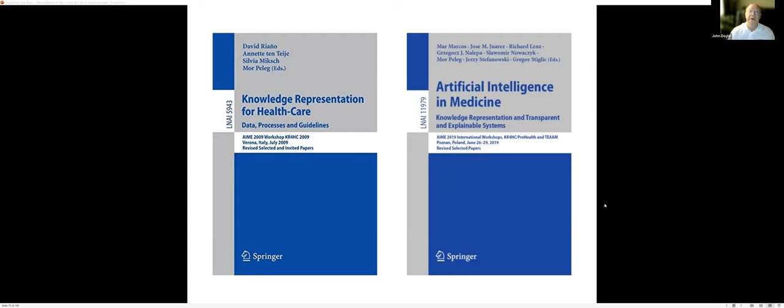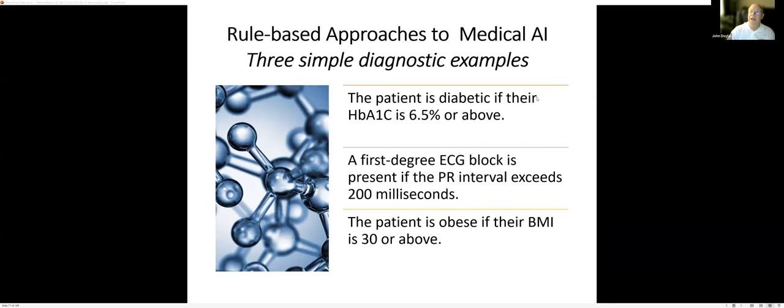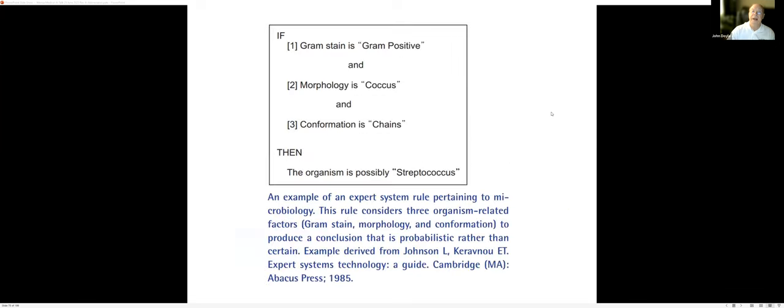Just to move on to other examples, there are many textbooks and review articles and other sources of information on this. Here are some examples of conferences that are held dealing with artificial intelligence and healthcare knowledge representation. Let's take a look at some of the various approaches to medical AI in more detail. I've already given the example of the diabetic patient or the patient with the first degree heart block. And these are simple rule-based examples.